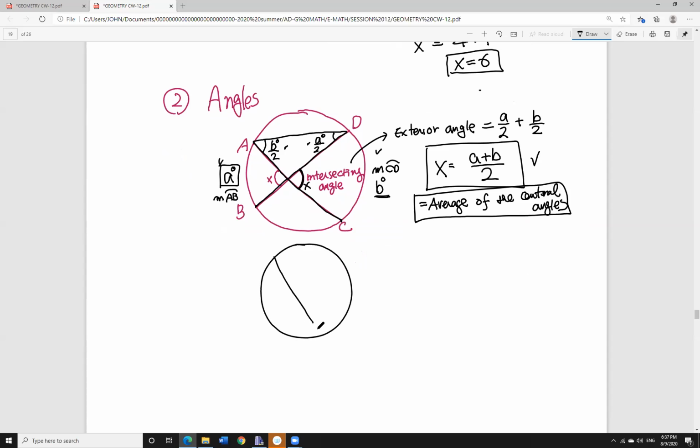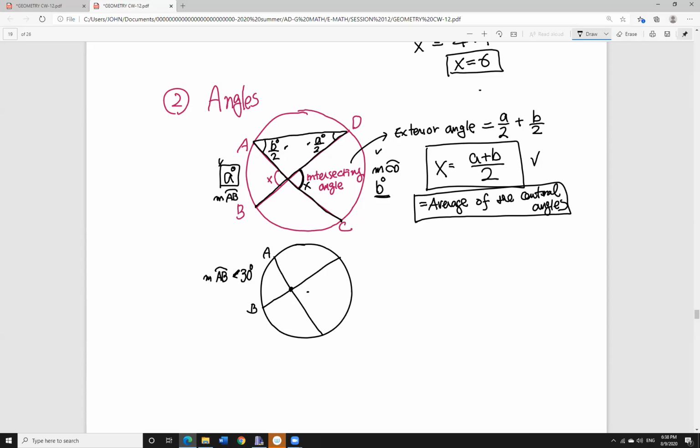Circle 2 intersecting inside, okay, not outside, okay? We just finished inside. This angle is 30 degrees. That is the measure of arc AB, which is the center angle, but we cannot see the center angle. Okay, so measure of arc.